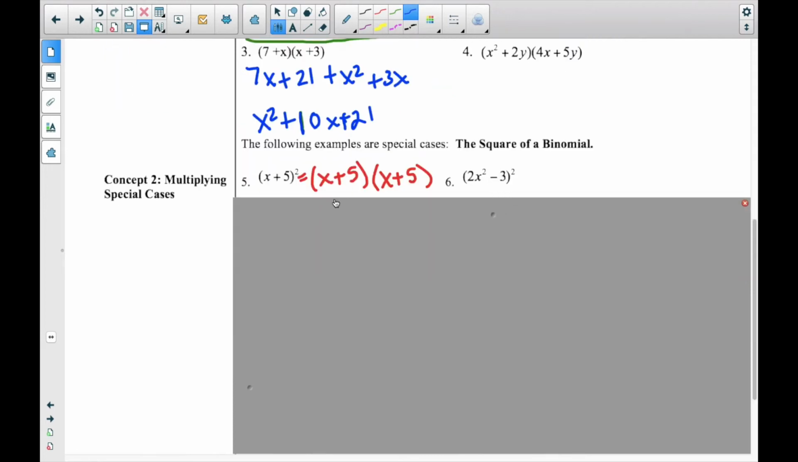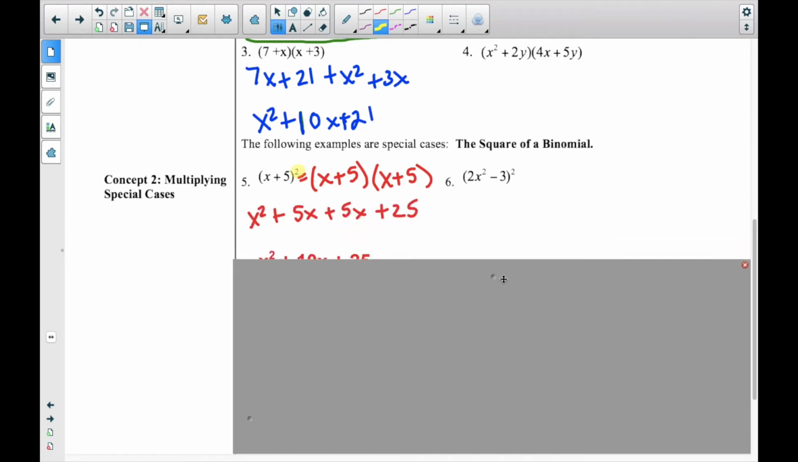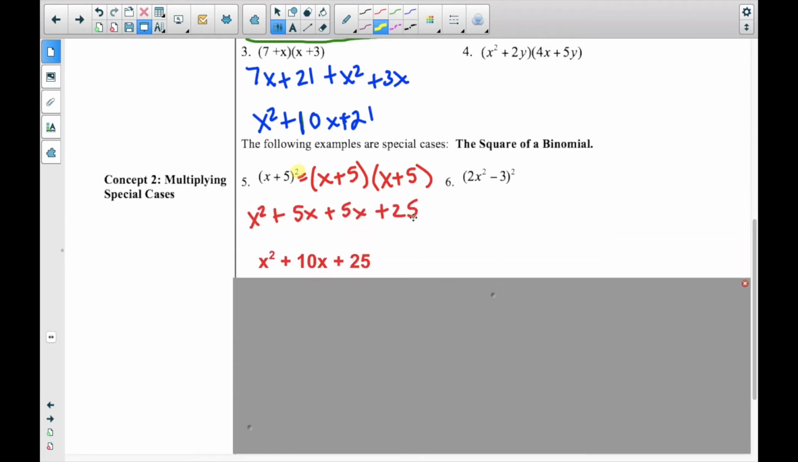This next example, number 5, you know that when you have a power, that power means times itself. And so we're going to write this out as x plus 5 times itself. Now that we've written it out, we can just multiply it out by FOIL and double distribute and get our answer. So we can do that.